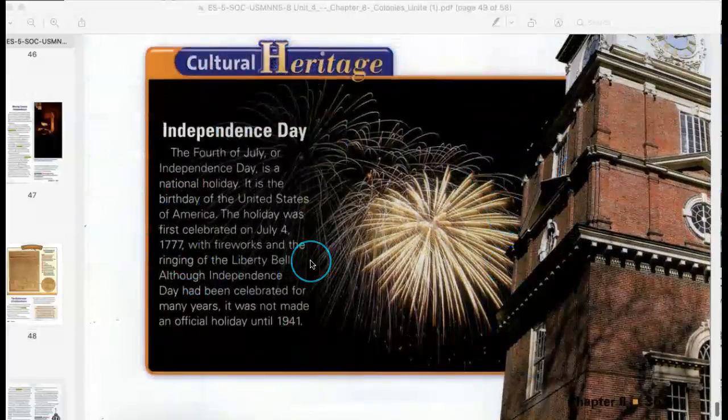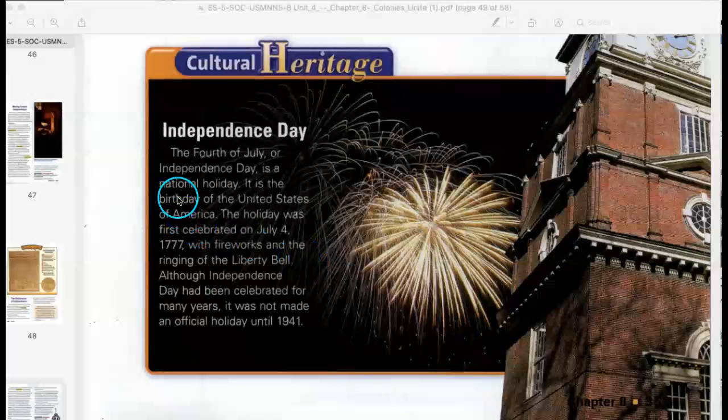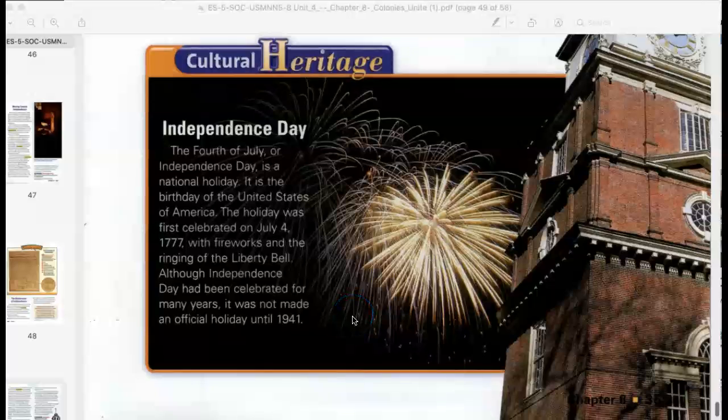Cultural heritage. Independence Day. The 4th of July, or Independence Day, is a national holiday. It is the birthday of the United States of America. The holiday was first celebrated on July 4th, 1777, with fireworks and the ringing of the Liberty Bell. Although Independence Day had been celebrated for many years, it was not made an official holiday until 1941.